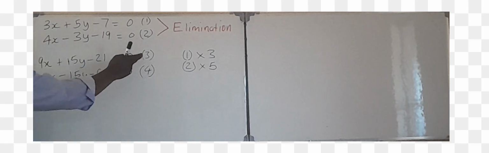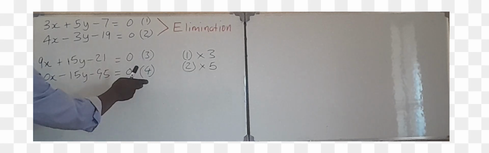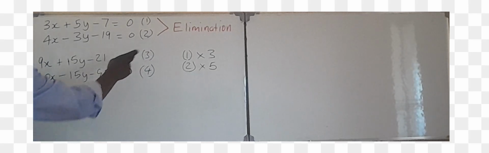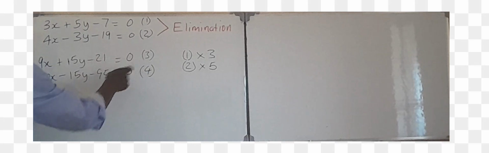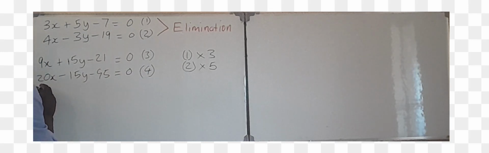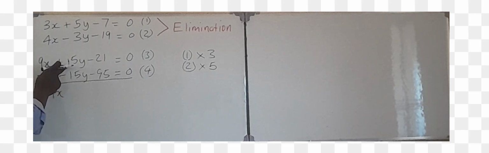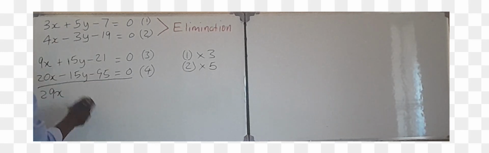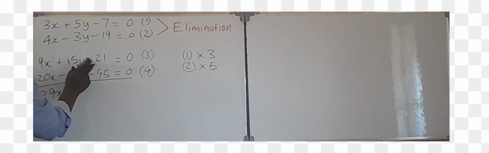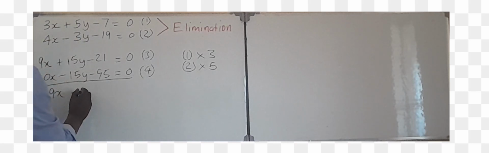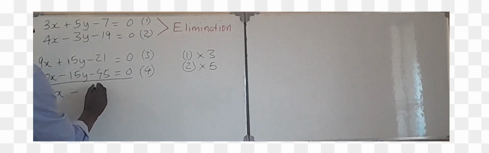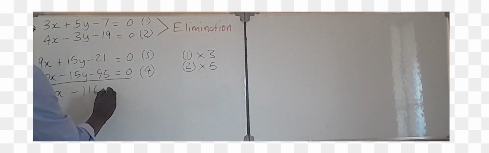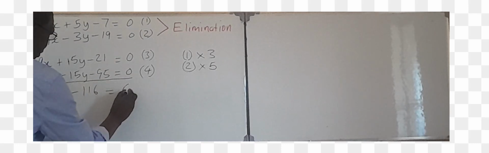So now we have the two new equations, equation number 3 and equation number 4. Let's add equation number 3 to equation number 4. So I'll draw a line here. 9x plus 20x is, of course, 29x. Plus 15y minus 15y is nothing. So y has disappeared. Now, minus 21 minus 95 is, of course, minus 116, and that is equal to 0 plus 0, which is still 0.